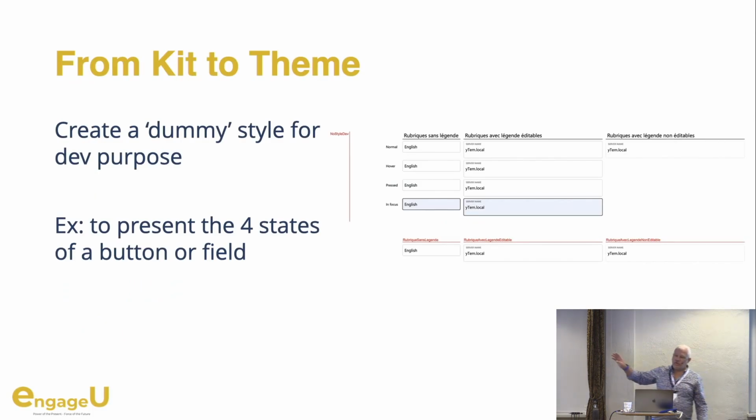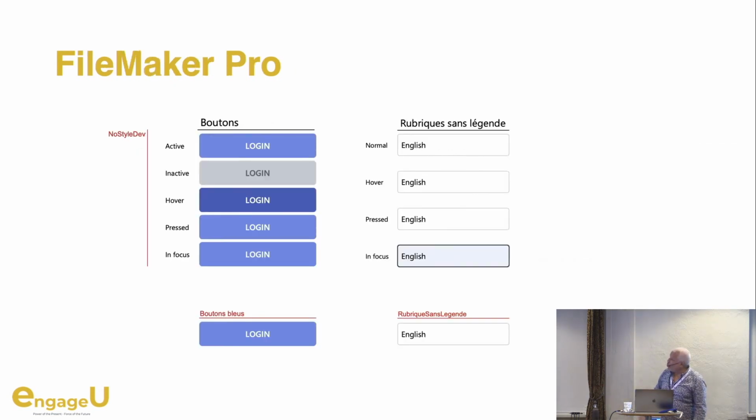So as I said, create a dummy style for dev purposes, like this. All the four objects have the same dummy style, with an error, of course, in the layout. And at the end, I have the right style. In the final layout for my user, because this is my developer layout, I will only have the right objects with the right final user style, of course.